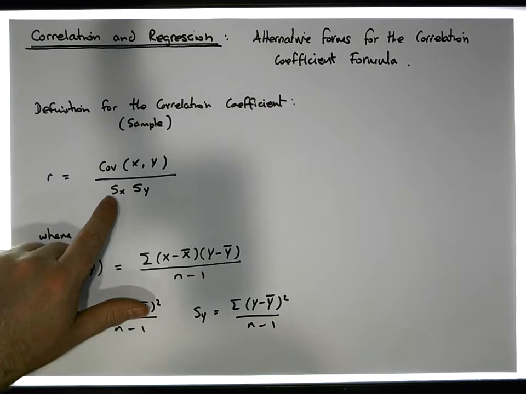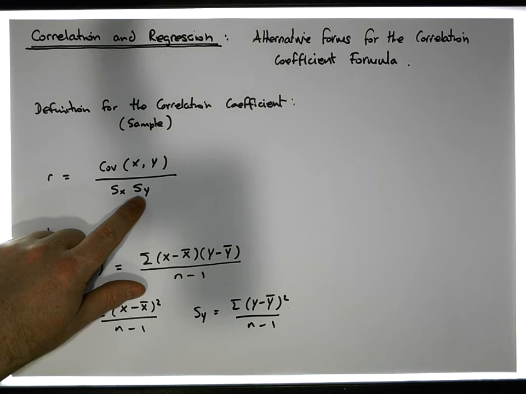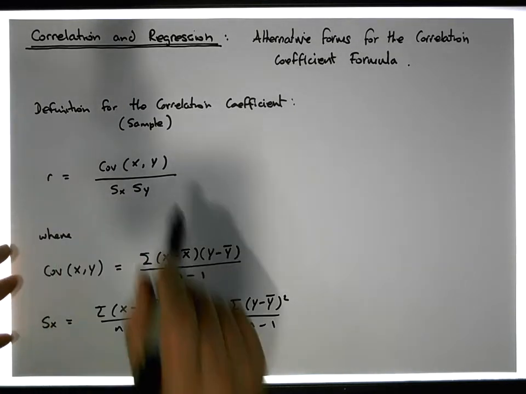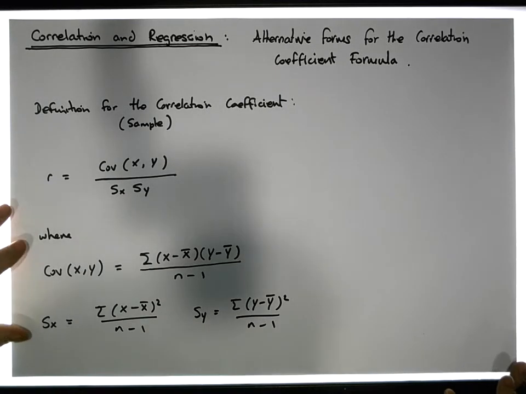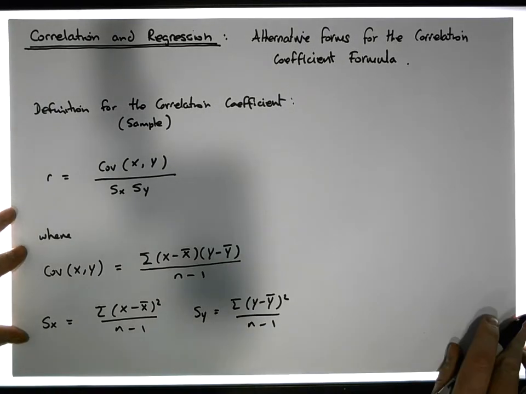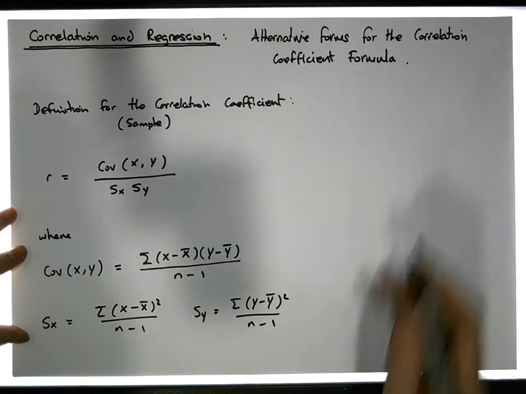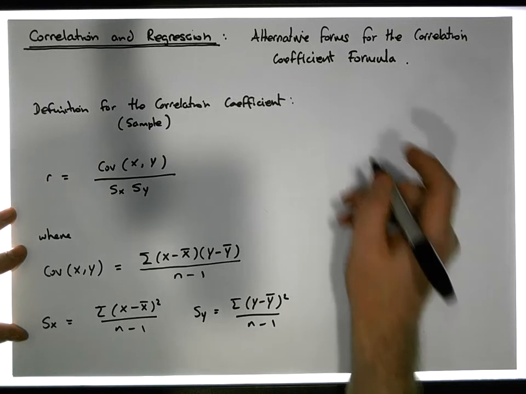So that's what we mean by the sample standard deviation for our variable x, and the sample standard deviation for our variable y. This is the definition, the definition of our covariance. Now, there are many different formulas that we can have. I'm going to give three frequently used forms of the formula.